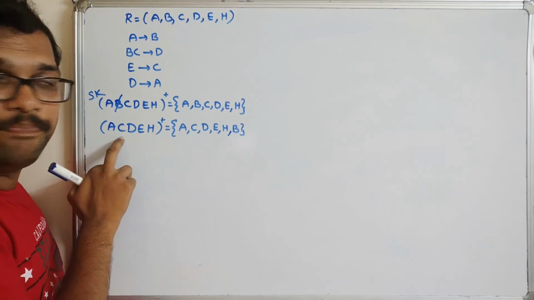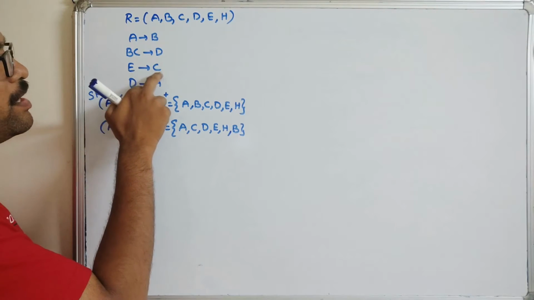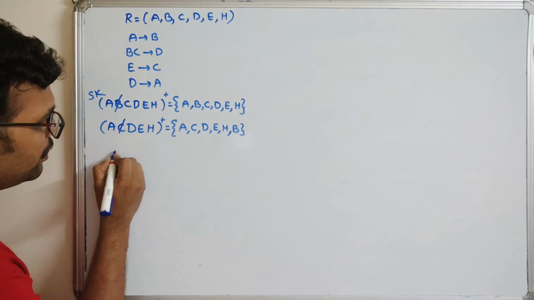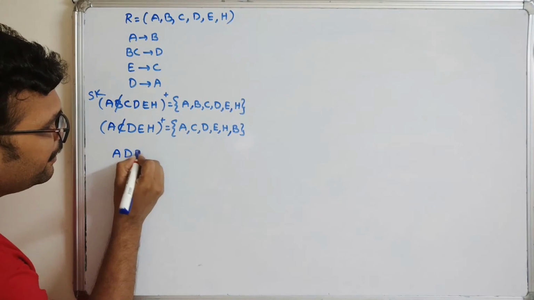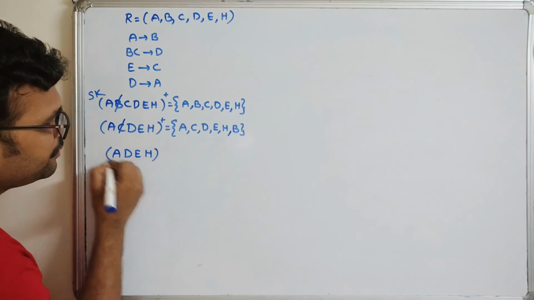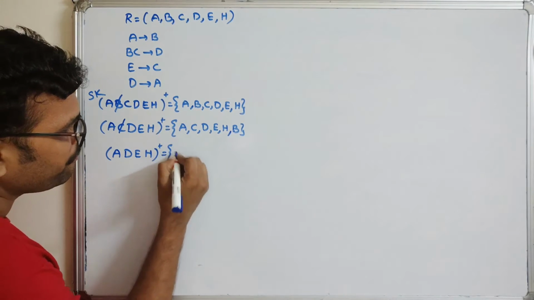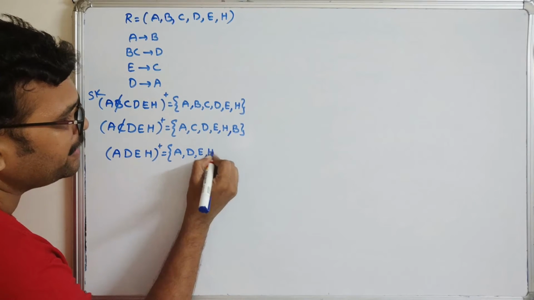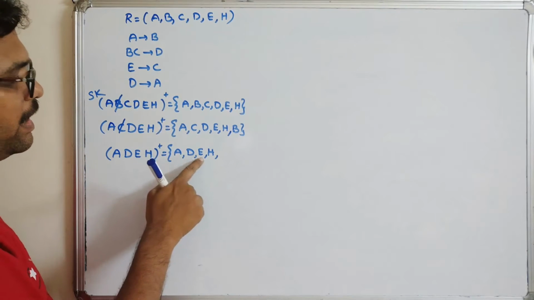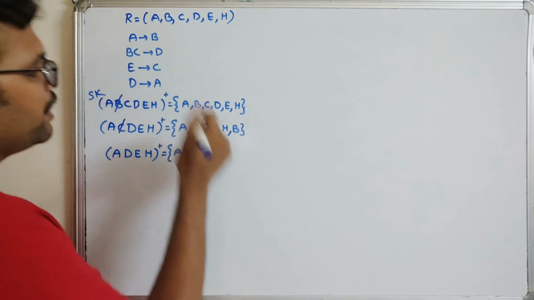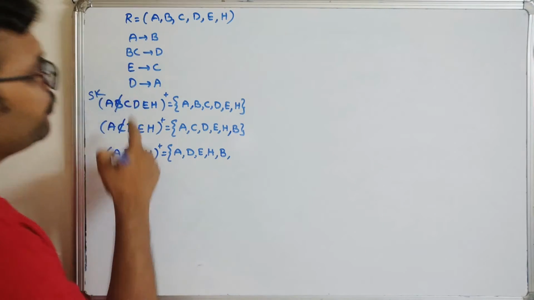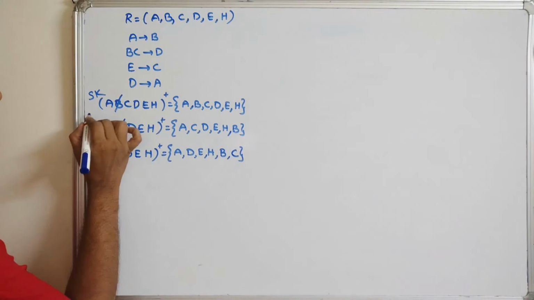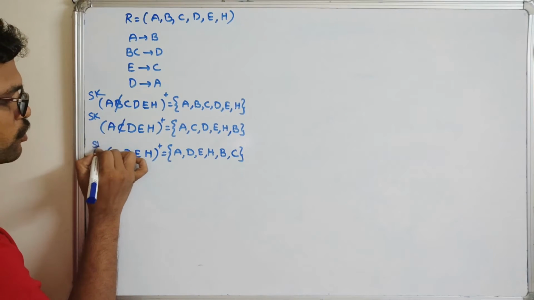Right? So from the next functional dependency, if you know BC, we can get D, but here we are not having any B. Okay, go to the next one. If you know E, we can determine C. You can remove this one. So A, D, E, H. Closure A, D, E, H. And if you know A, we can get a B. If you know E, you can get C. So all the attributes have been done, right? So this is also a super key and this is also a super key.